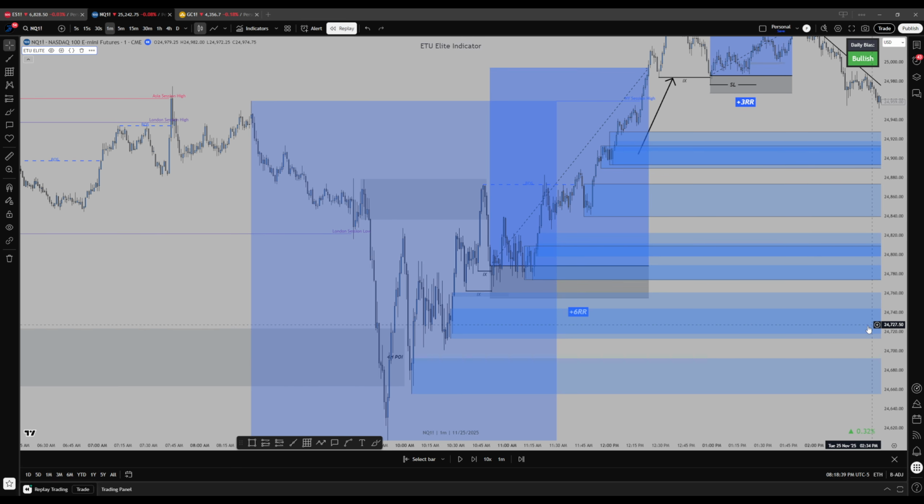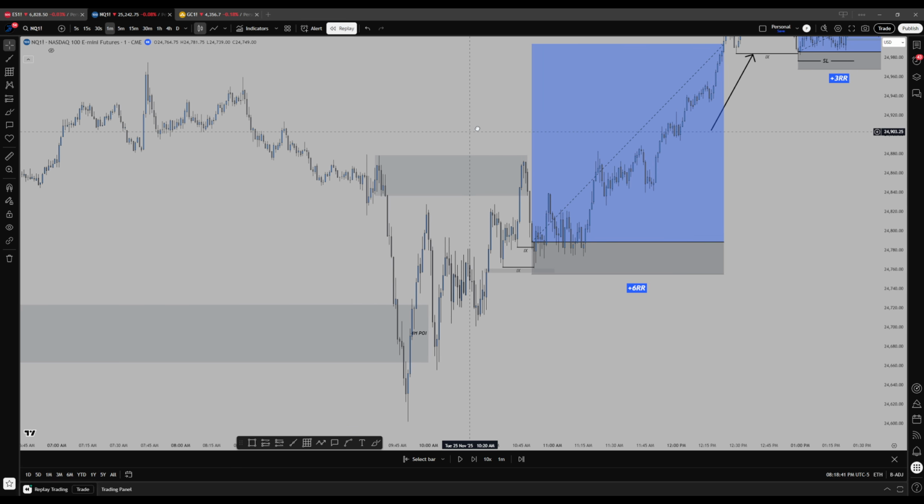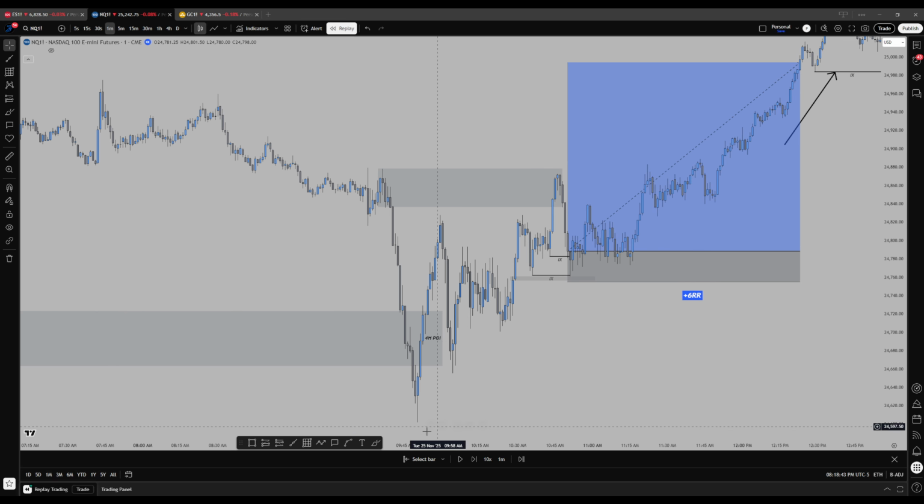So I waited here for my internal, let me turn off my indicator real quick. I waited for my stop under setup because we mitigated supply. And now we are waiting basically for an internal sweep. Both of these lows will be sufficient.